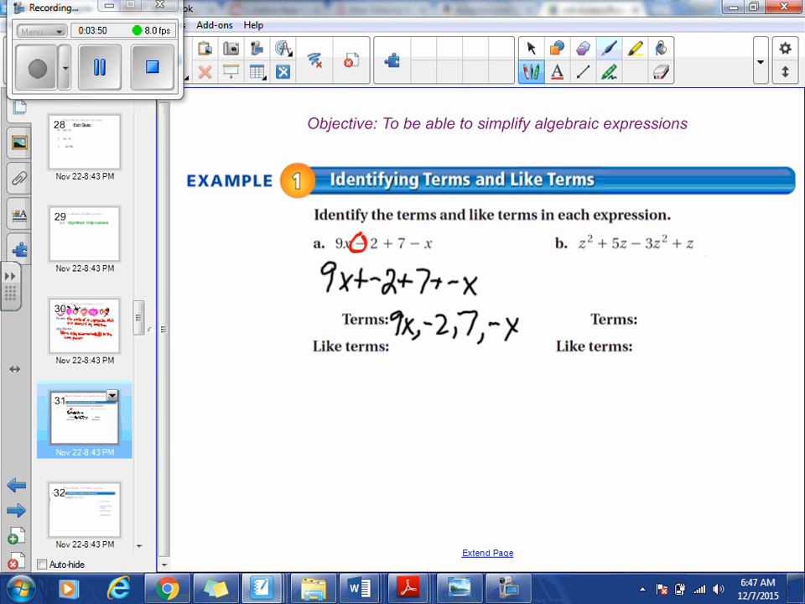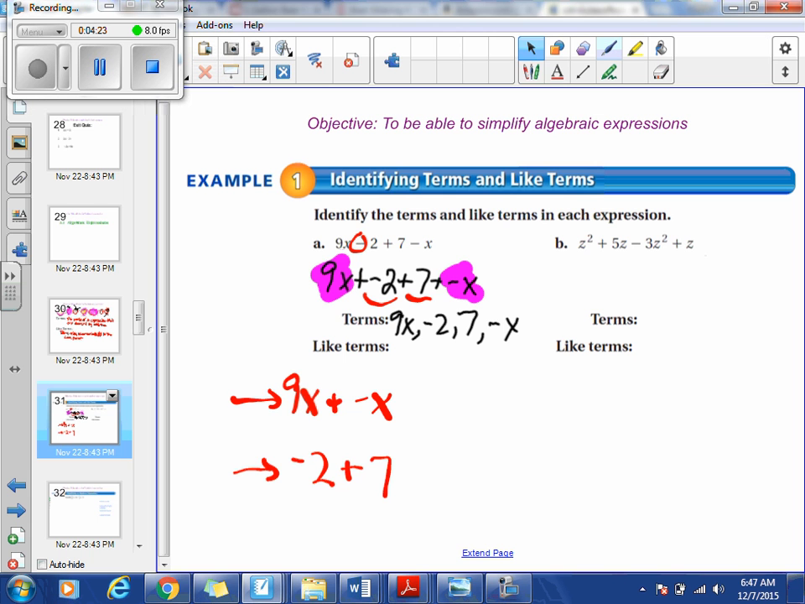Like terms have the same variable, and the variable is raised to the same power. So let's see if I have any other x's. I do over here. Okay, those are both x to the first power. So my like terms are 9x, and let's just use a plus sign since plus means and, 9x plus negative x. Another set of like terms are my constants, or my numbers with no variable. Negative 2 plus 7. So these 2 are like terms. These 2 are like terms. Move on to the next one.